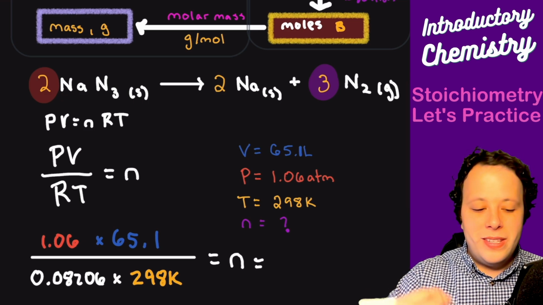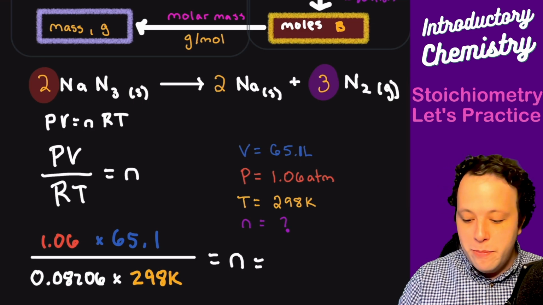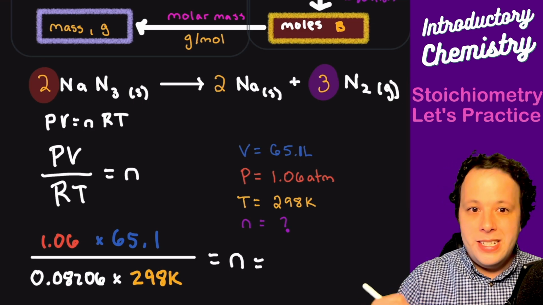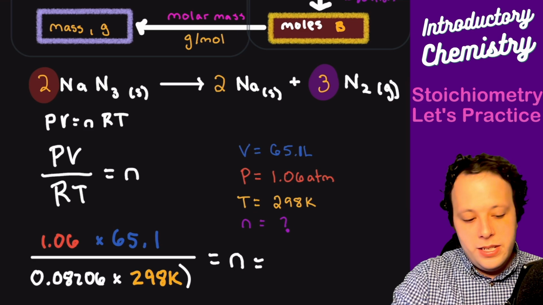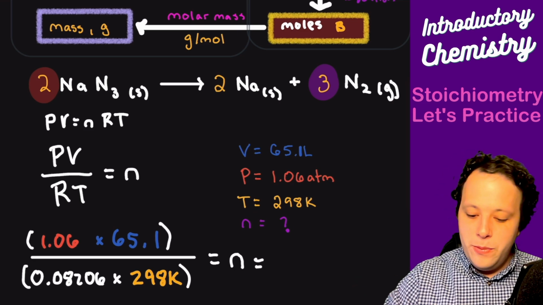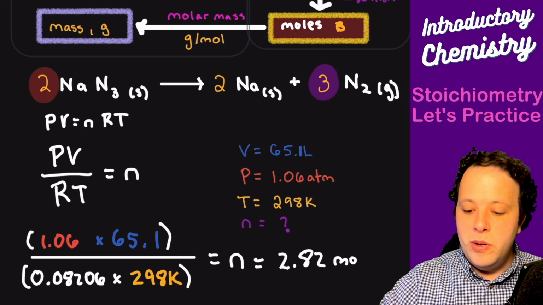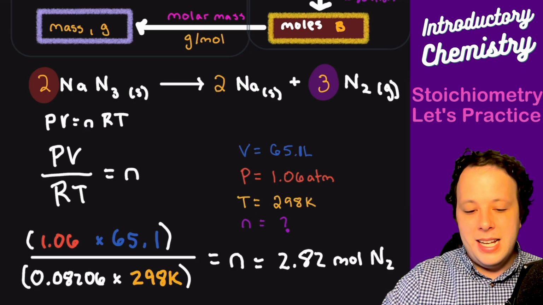So when we put this in our calculator, we'll have 1.06 times 65.1 divided by 0.0826 times 298. And you want to probably put these in parentheses so that way you solve it correctly. We'll have 2.82 moles of N2 as our answer.